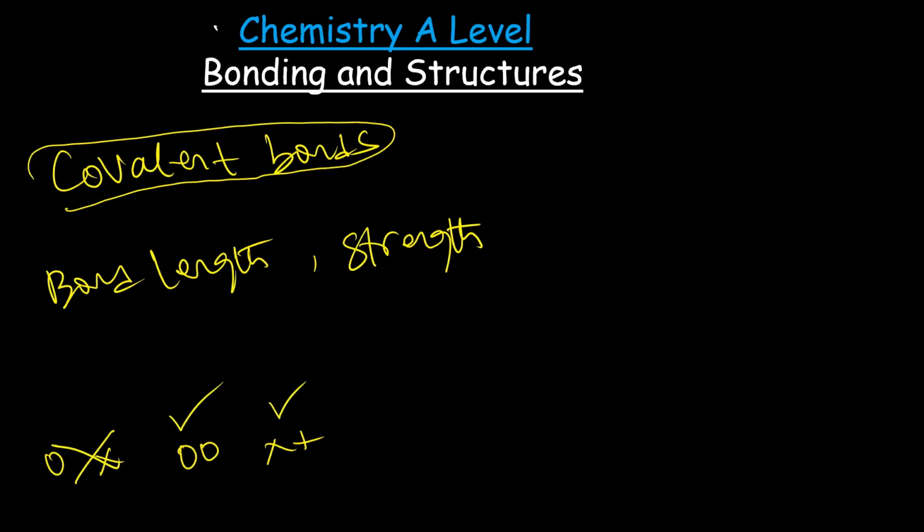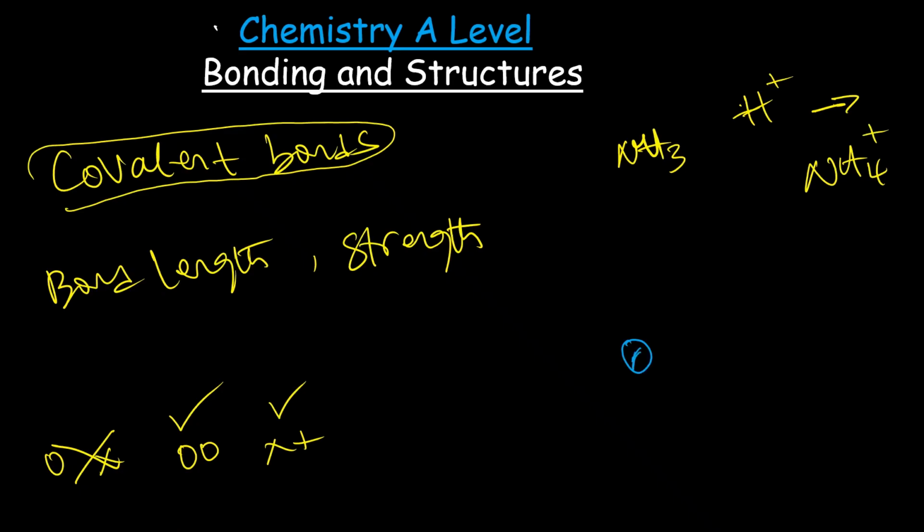So let's look at an example, the structure of the ammonium ion. Now the ammonium ion is a result of the lone pair of electrons from ammonia reacting with a hydrogen ion, and that gives us the ammonium ion. So let's look at that.